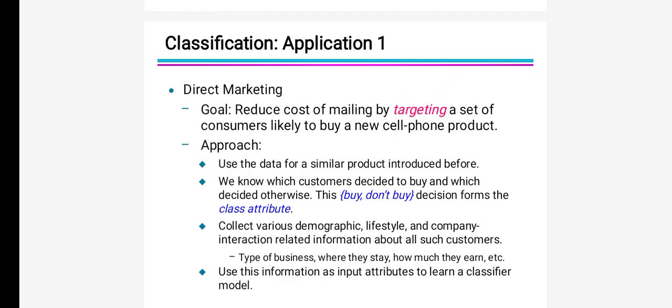In classification application number 1, direct marketing, the goal is to reduce the cost of mailing by targeting a set of consumers likely to buy a new cell phone product. The approach is to use the data for a similar product introduced before. We know which customers decided to buy and which decided otherwise; this buy decision is the class attribute.